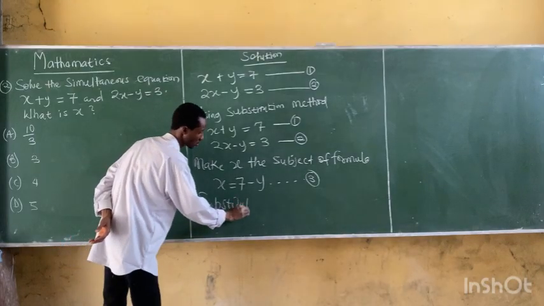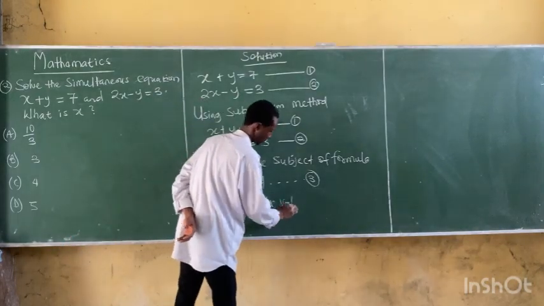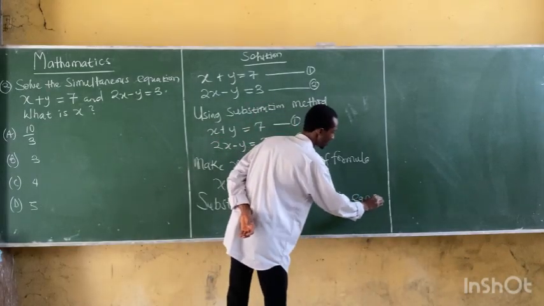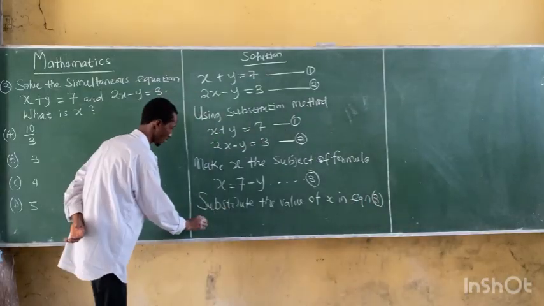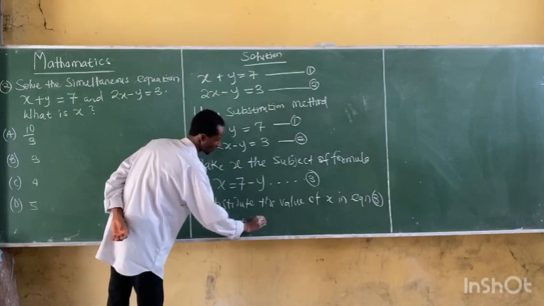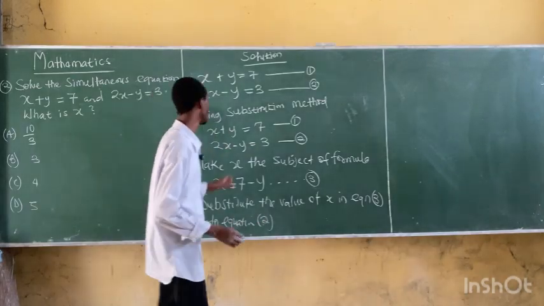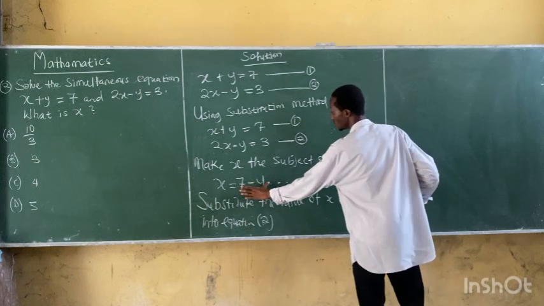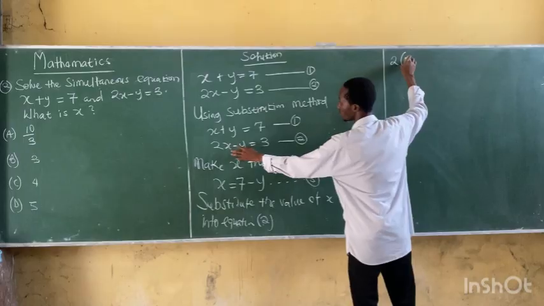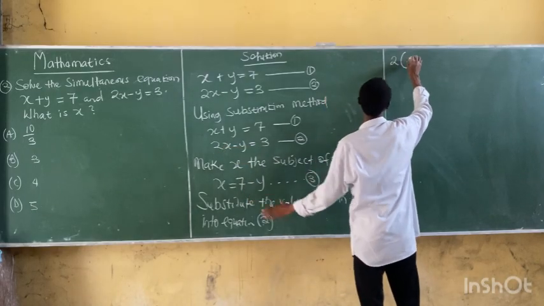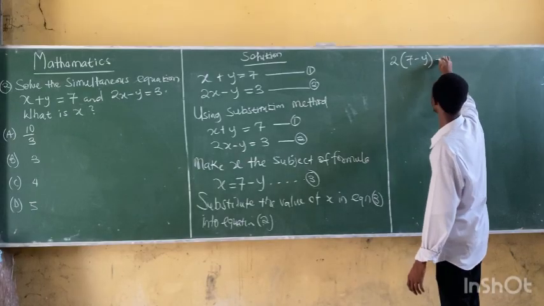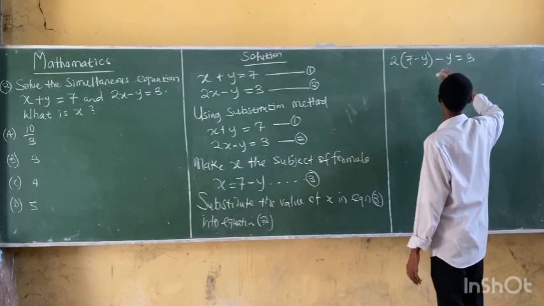Substitute the value of x in equation 3 into equation 2. If we do that, this is equation 2. It means anywhere you see x, replace it with this equation. We have 2x minus y. Instead of writing x, we replace it with 7 minus y, minus y is equal to 3.